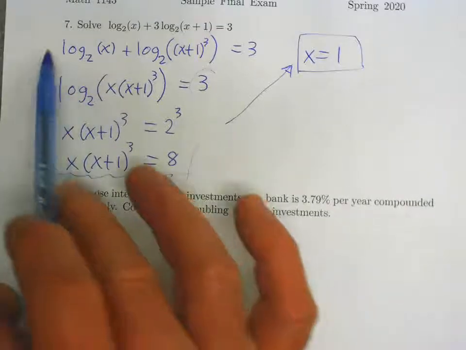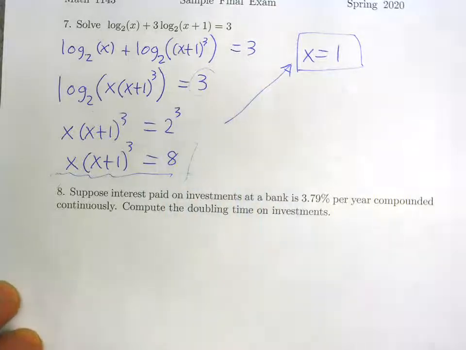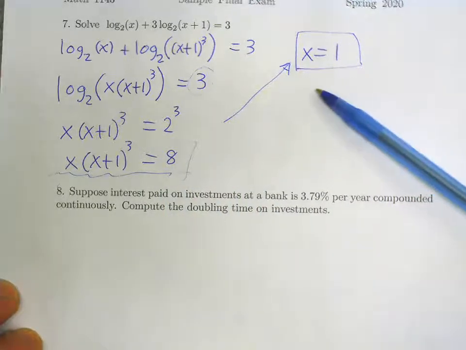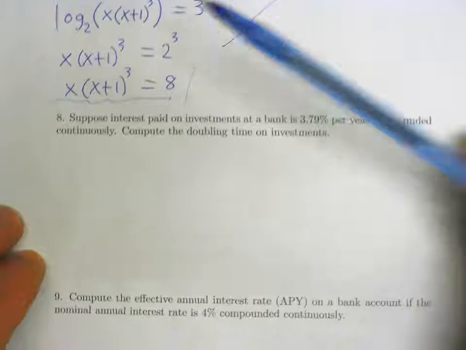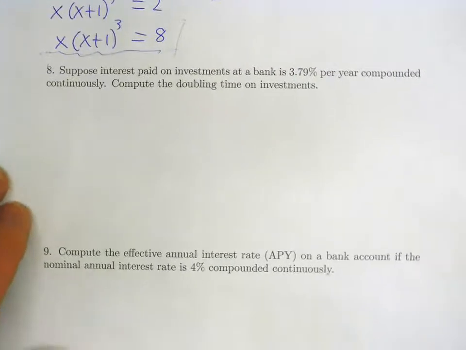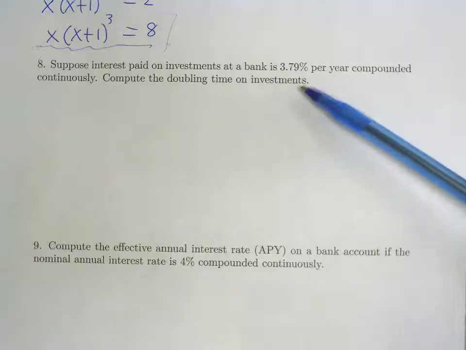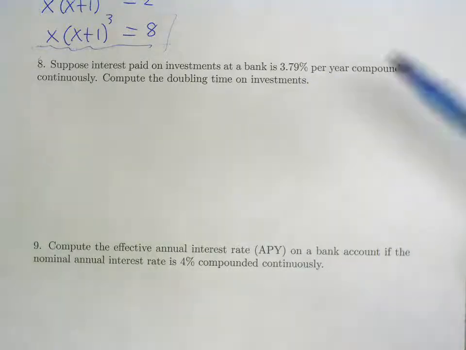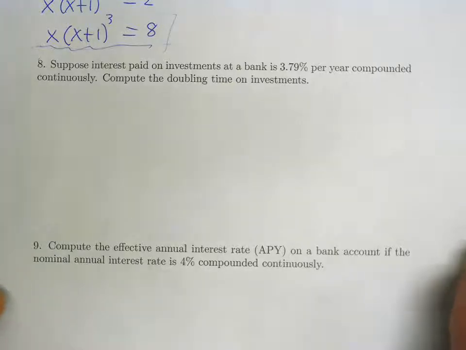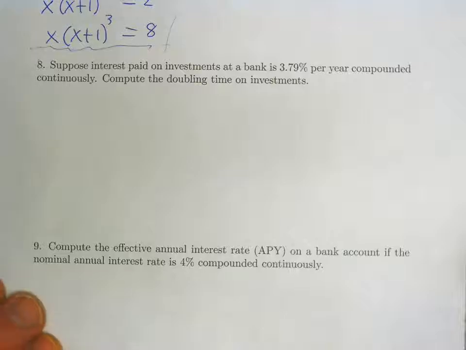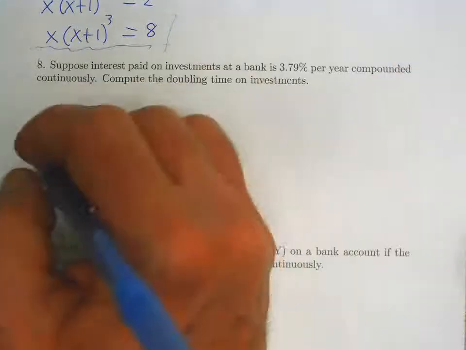Okay, I found this on a different instructor's test, so I thought it was kind of interesting to look at. Number 8, suppose interest paid on investments at a bank is 3.79% per year compounded continuously. Compute the doubling time on investments. Okay, we're not told about the amount of the investment, but that doesn't matter. We can write down the function.